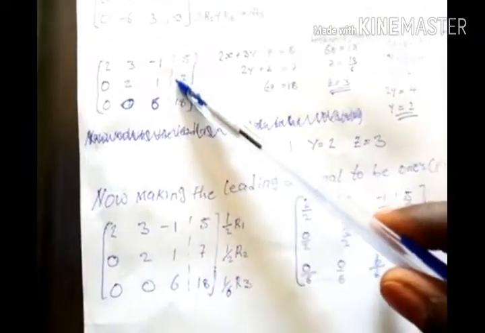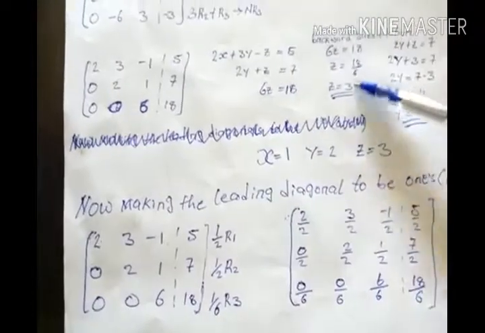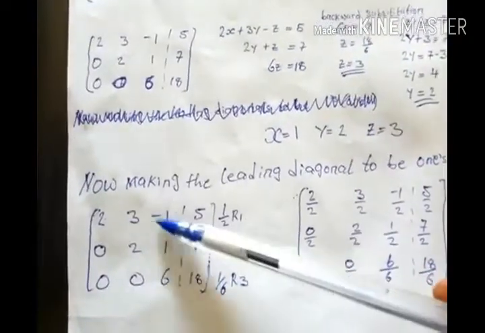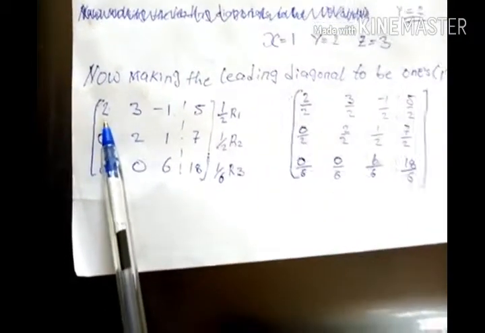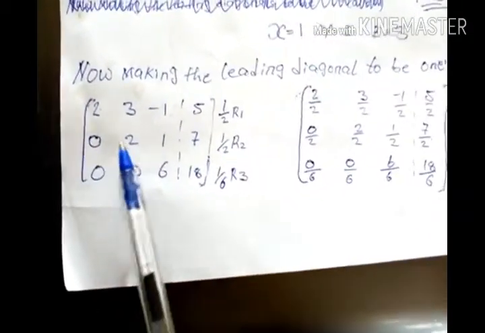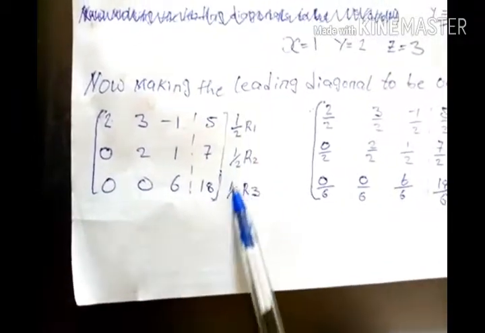This is the same thing that I used here. We're going to change the leading diagonals to be 1. So now this is our matrix. To make this leading diagonal 1, I need to divide the whole of the row by 2, so that 2 divided by 2 will be 1, this also by 2, and here by 6. This is what this is saying.